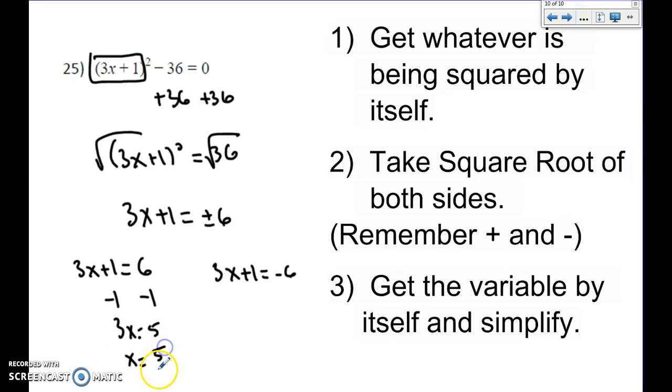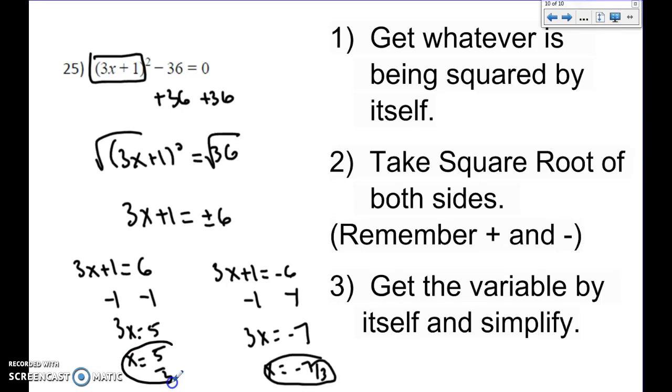Then 3x plus 1 equals negative 6. I'm going to subtract 1 and subtract 1. I got 3x equals negative 7. x equals negative 7/3. My 2 solutions, guys. I'm going to ask you guys to try the next 3. And then when you're done, just let me know and we can check them, see how you're doing, okay?